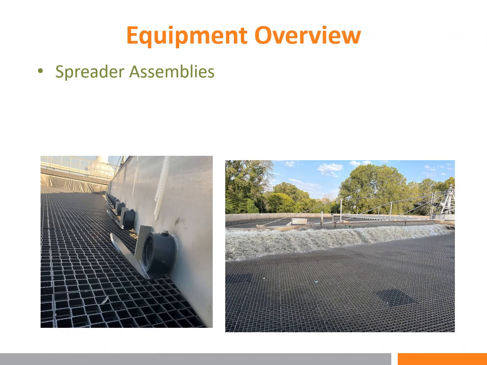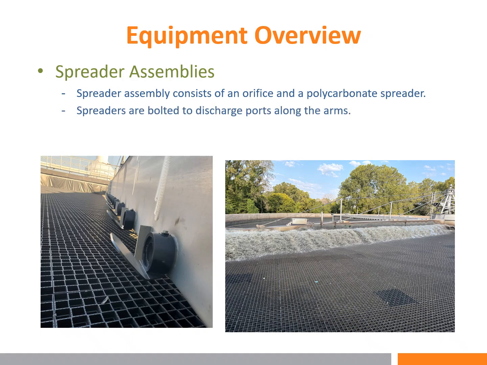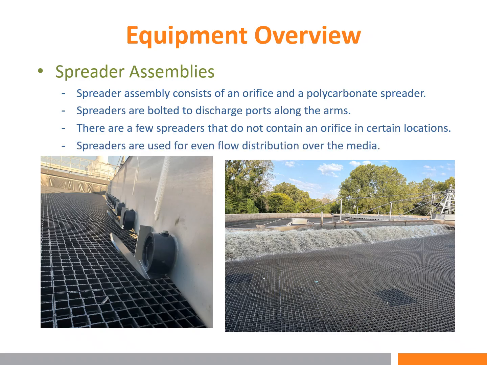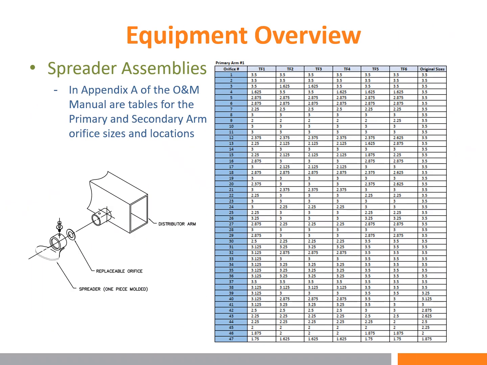Spreader assemblies. Spreader assemblies consist of an orifice and a polycarbonate spreader. Spreaders are bolted to discharge ports along the arms. There are a few spreaders that do not contain an orifice in certain locations. Spreaders are used for even flow distribution over the media. In Appendix A of the O&M manual are tables for the primary and secondary arm orifice sizes and locations.